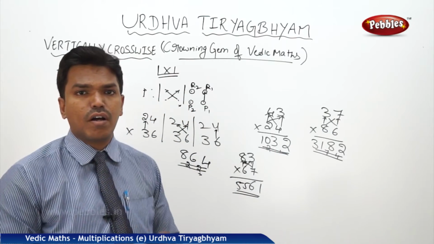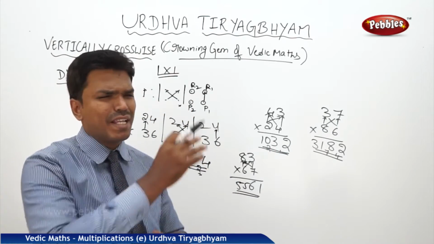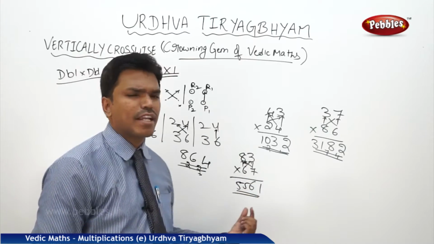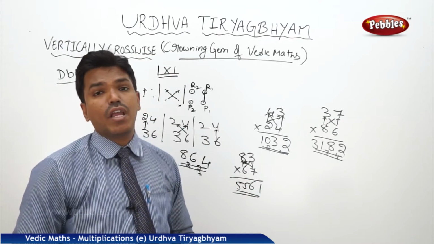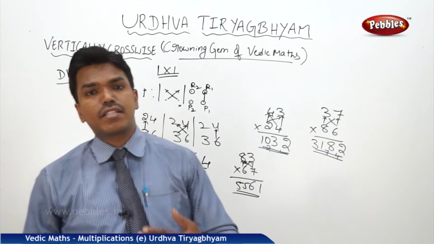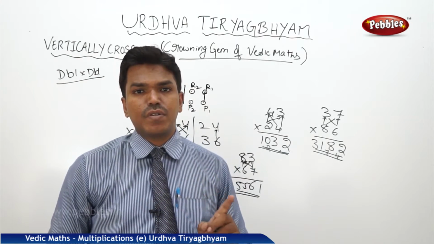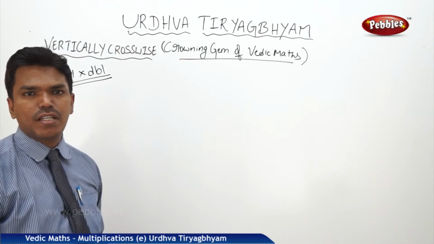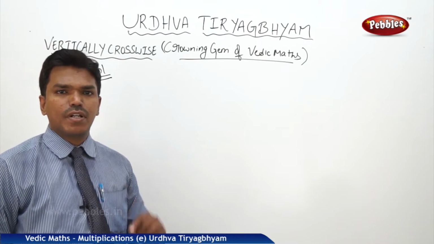Okay, without taking rough work and without doing many steps. So just within a single step we are able to tell the answer. Okay, now we will see the next step, that is double digit into triple digit. Now we will see triple digit into double digit.